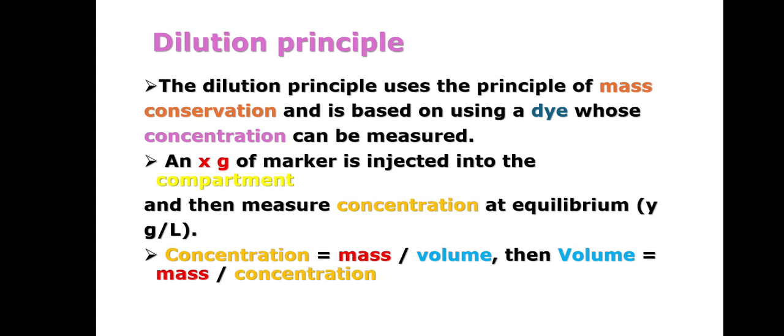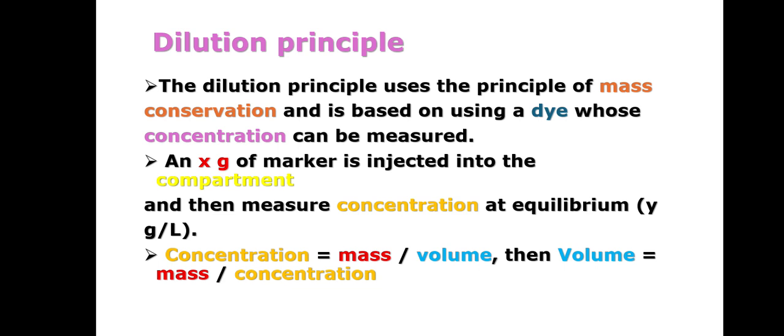In a similar manner, we are describing a dye here. This dye has a particular concentration, but once you inject it into the human body, it's going to be distributed and the concentration is going to change. So the concentration will change, however, the mass will be the same. I hope we are moving together. Now, we have X grams of marker, which is a dye.